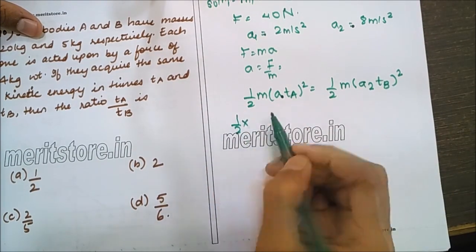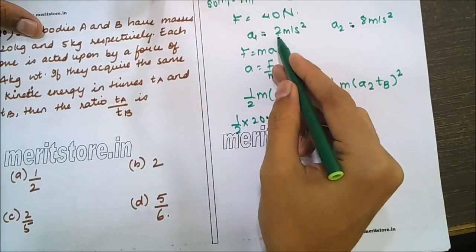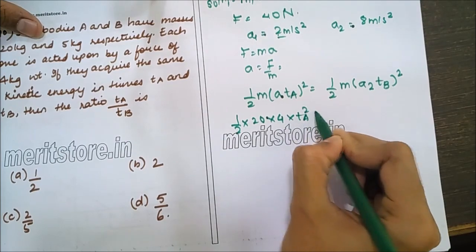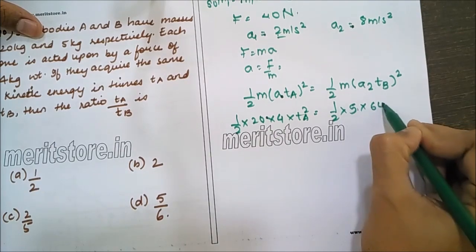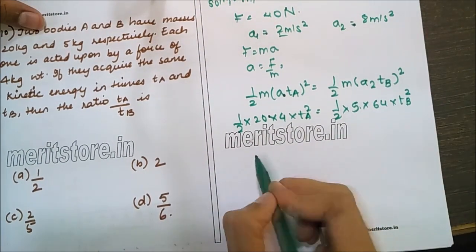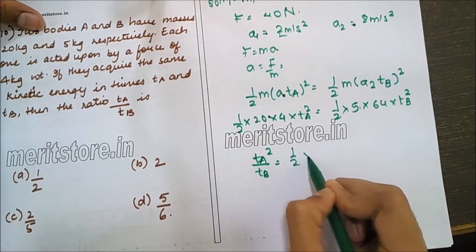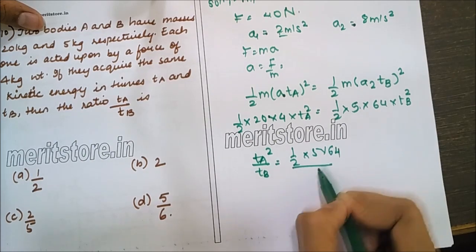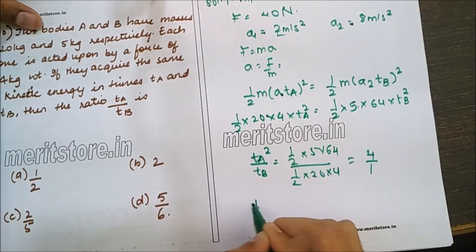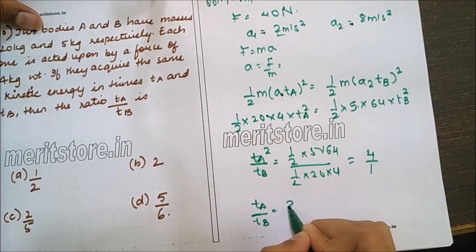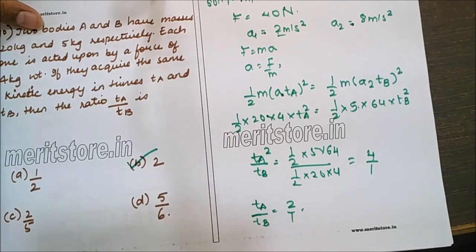First we'll substitute the values. Half into the mass is given as 20 multiplied by 4, that is acceleration square becomes 4, multiplied by ta square, which is equal to half into the mass 5 multiplied by 8 square, that is 64, multiplied by tb square. So the ratio of ta square to tb square will be half into 5 into 64 upon half into 20 into 4, that gives you 4 is to 1. So removing the squares we get 2 upon 1, so the ratio is 2. So B is the correct option.